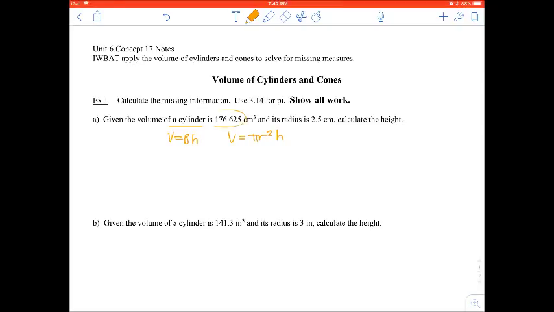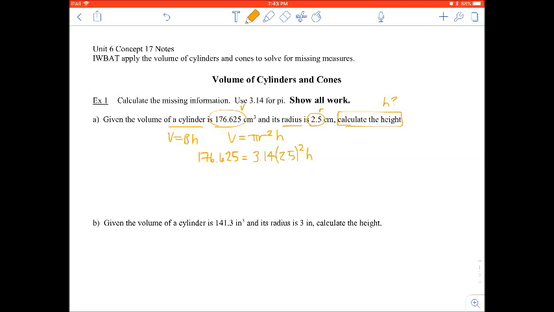And we're told that the volume is 176.625 cubic centimeters, so that's our volume. And we're given the radius is 2.5 centimeters, so that's r. And we need to figure out the height, that's our unknown. And so in this formula, we're going to plug in the 176.625 for the volume. We are, per the directions at the top of the example, going to use 3.14 for pi. And then we were told that the radius is 2.5, so we're going to substitute that in and square it. And we need to solve for h, so that's perfect that we don't have a measure for that.